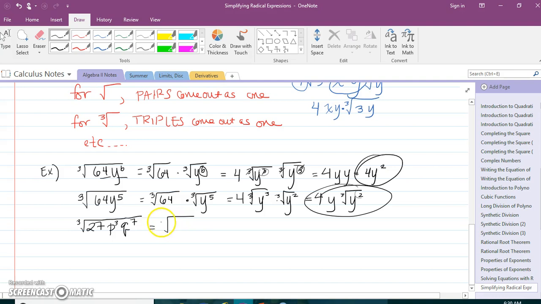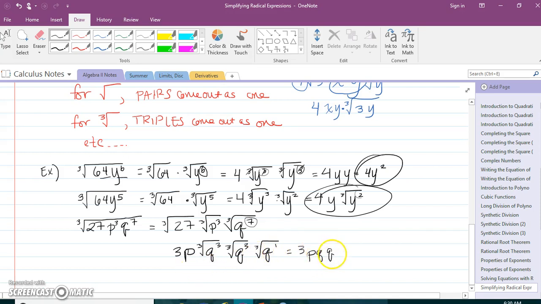Let's try this one here. Cube root of 27, cube root of p cubed, cube root of q to the 7th. Well, cube root of 27 is 3. Cube root of p cubed is p. Let's take 7 and write it into as many perfect cubes as we can. There's 3. There's 6. I have 1 left over. So that is 3p q, q, cube root of q. So your final answer is 3p q squared, cube root of q.